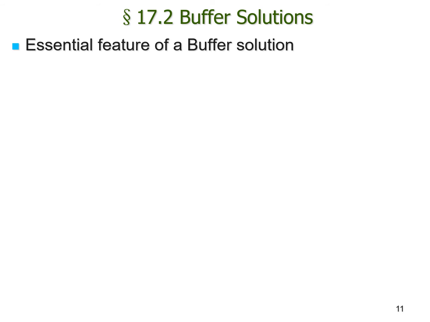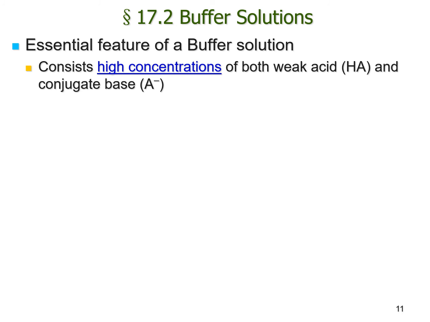Why is a buffer solution so important? First we need to understand what buffer really means. For a buffer solution, we must have high concentrations of both a weak acid and a weak base, and this pair must be a conjugate pair. How high the concentration? At least 0.1 molar in chemistry. Otherwise, we wouldn't call it a buffer solution.